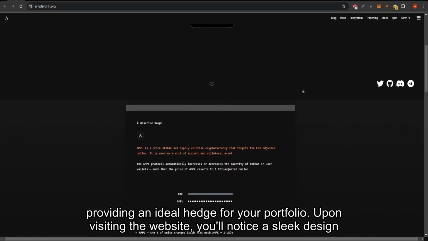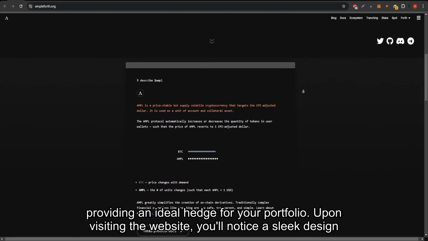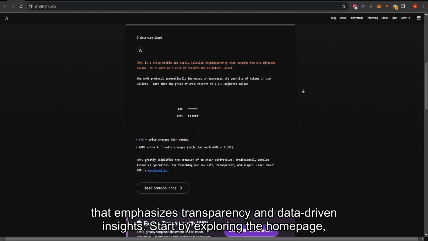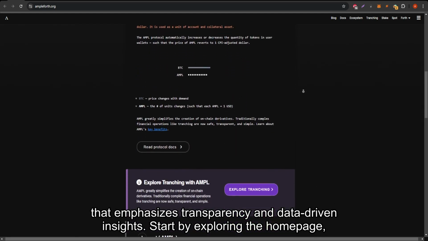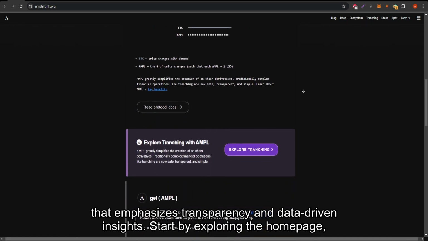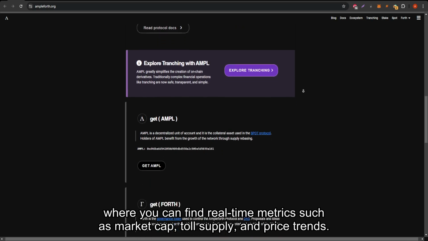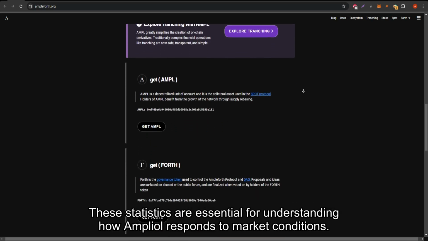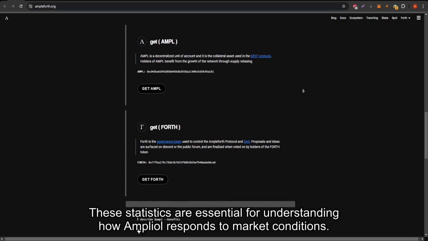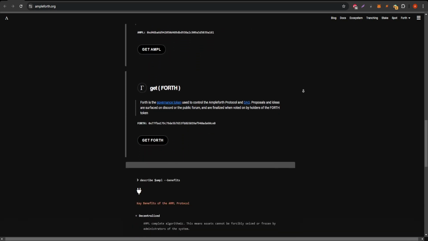Upon visiting the website, you'll notice a sleek design that emphasizes transparency and data-driven insights. Start by exploring the homepage, where you can find real-time metrics such as market cap, total supply, and price trends. These statistics are essential for understanding how AMPL responds to market conditions.